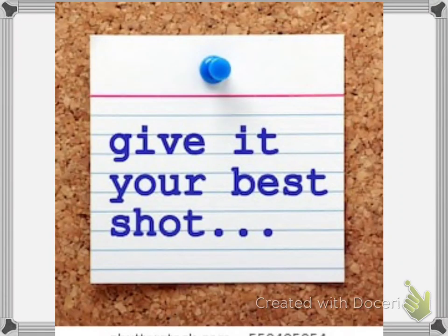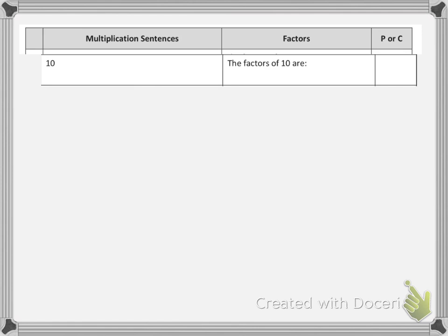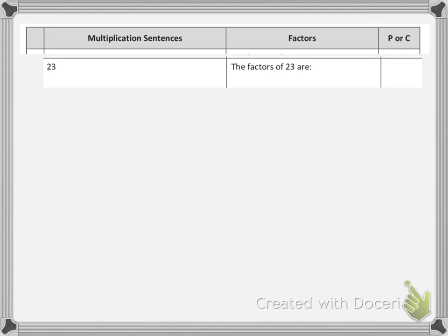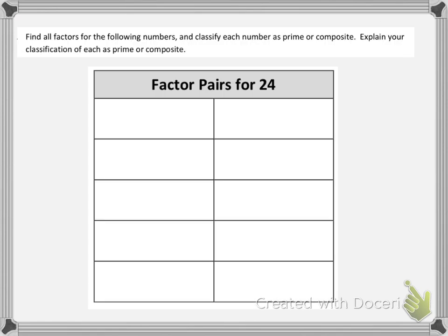All right, give it your best shot. Give me the multiplication sentences for 10 and the factors for 10, and then tell me if it's prime or composite. Next problem is 23. Give me the multiplication sentences for 23, list all the factors of 23, and then say whether it's prime or composite. All right, give me the factor pairs of 24, and then say if it's prime or composite, looking at your chart.